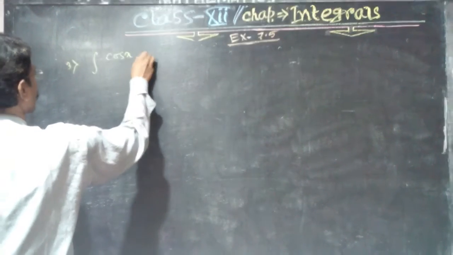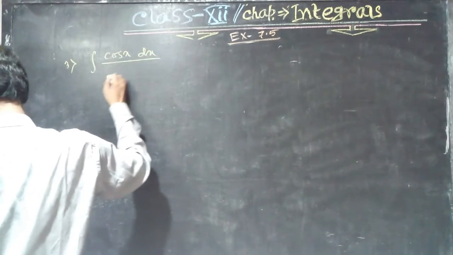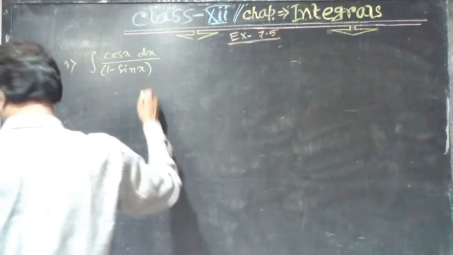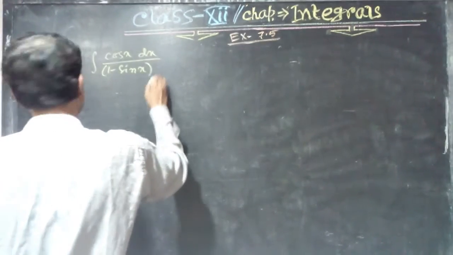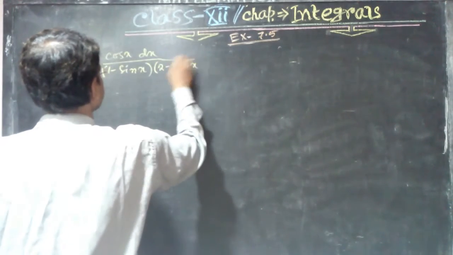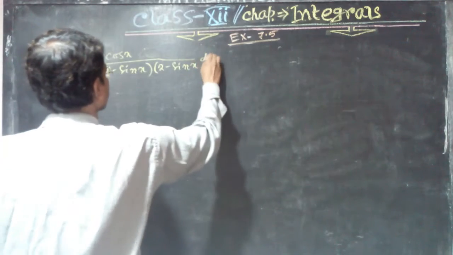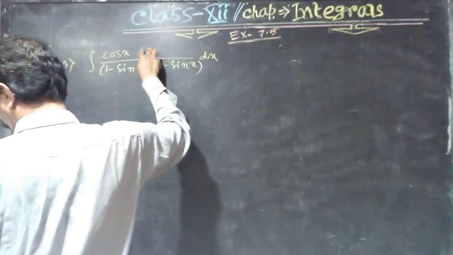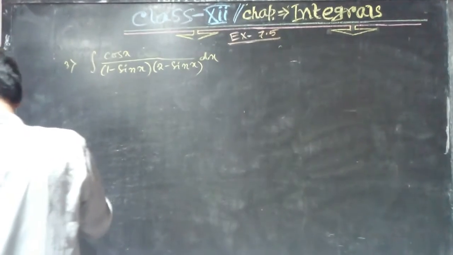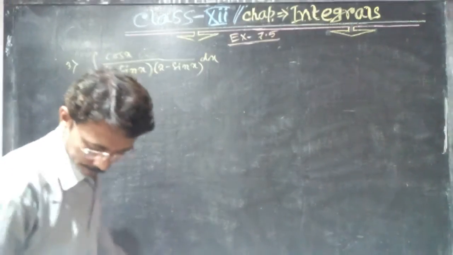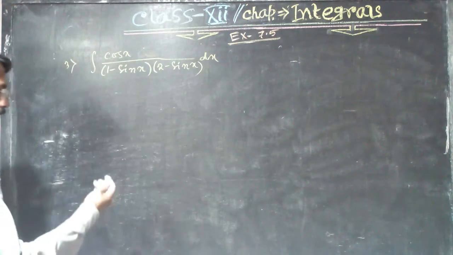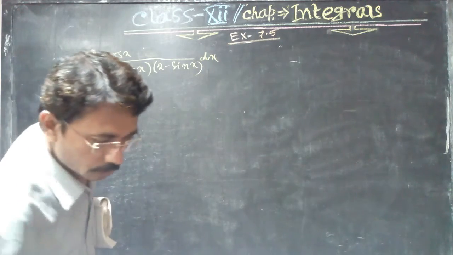Integration cos x dx by 1 minus sin x into 2 minus sin x. Integration cos x dx by 1 minus sin x into 2 minus sin x. How can you solve this problem?